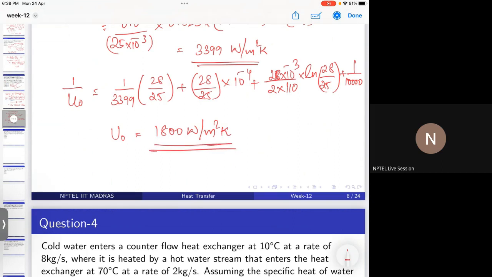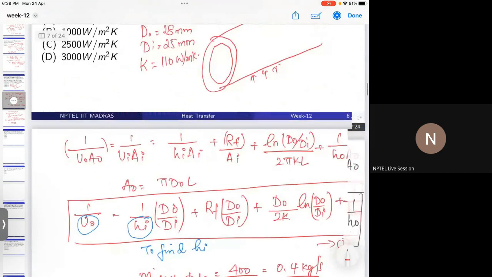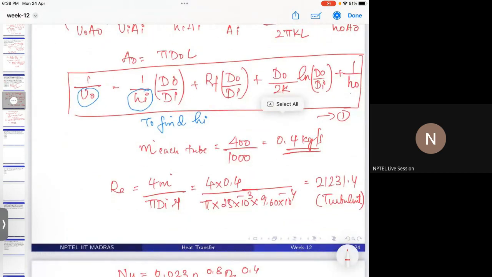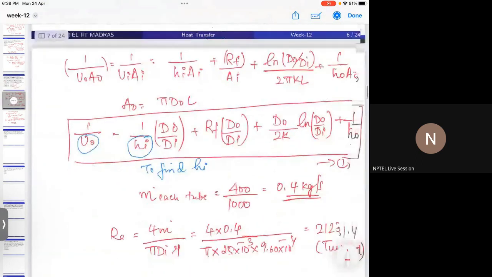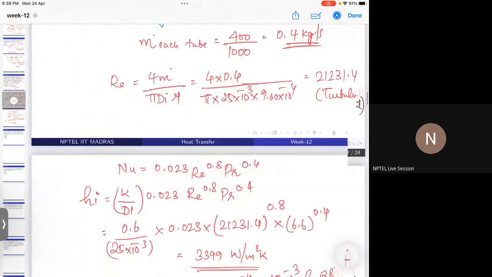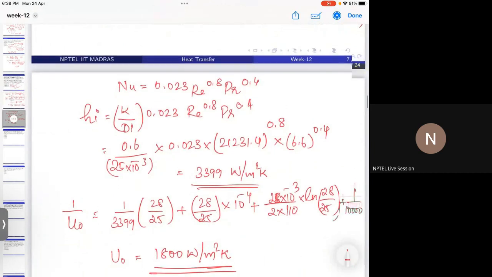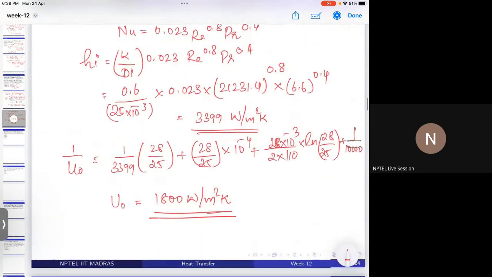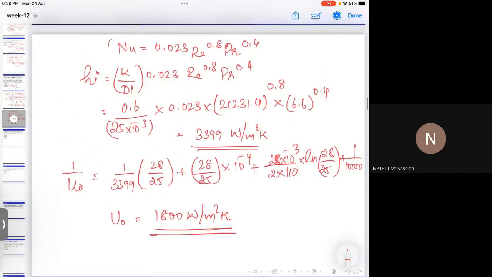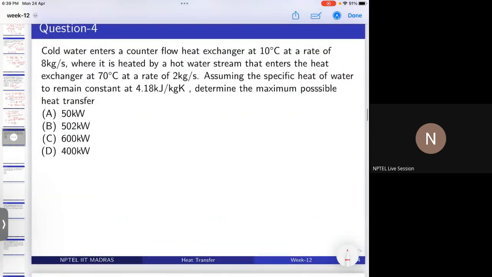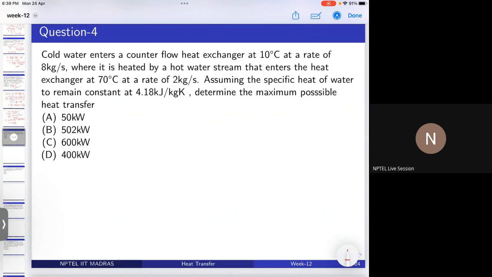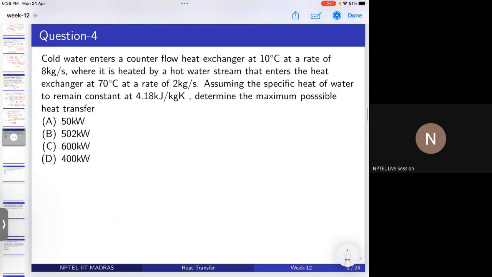So I hope this question was clear. The only part was to find out this hi. The rest of the thing is almost the same. So this is a correlation for turbulent flow, for flow through an internal pipe where the Reynolds number is turbulent. So let's move on to the next question.